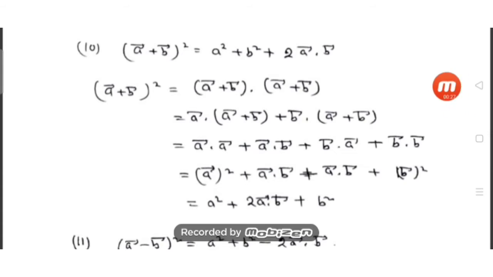So here you see what is your 10th property. (a bar plus b bar) whole square is equal to a square plus b square plus twice a bar dot b bar. This is the property we got in algebra. What is that formula? That is, the square formula is (a plus b) whole square equal to a square plus b square plus twice ab. There, in case of numbers, we write twice ab.